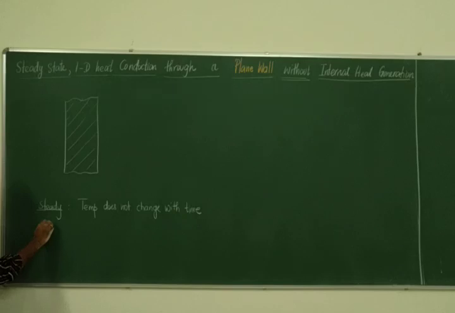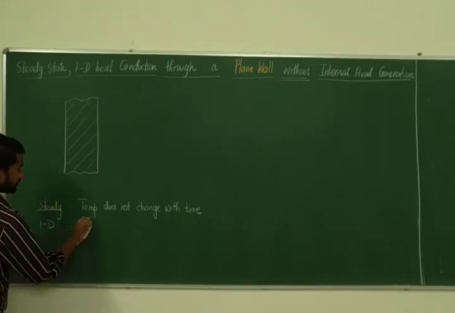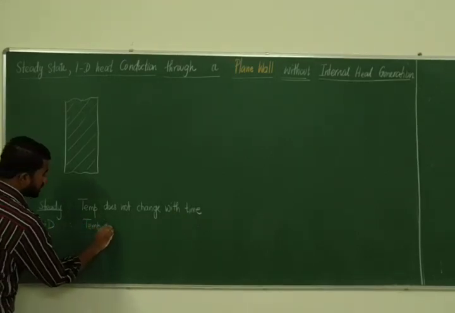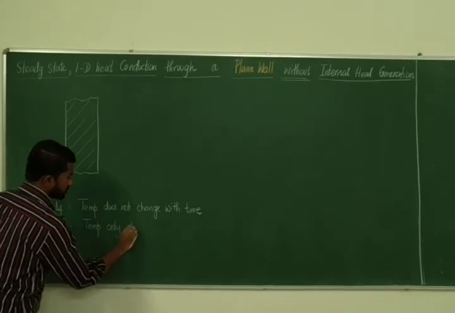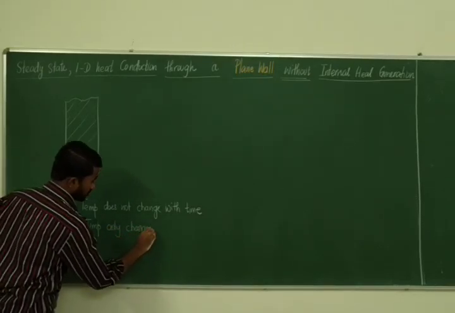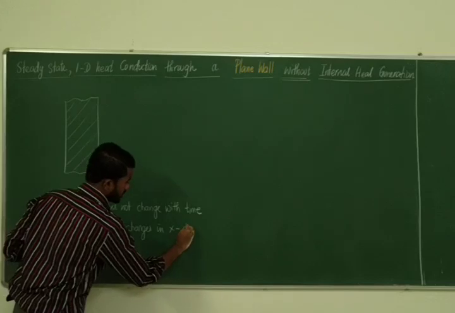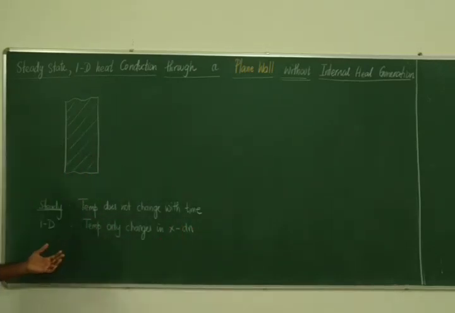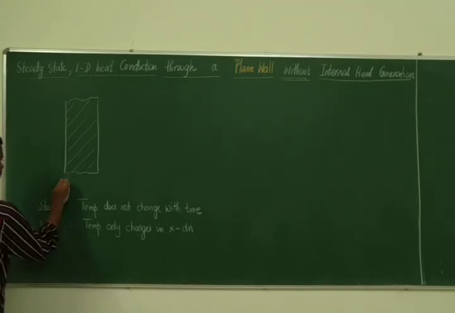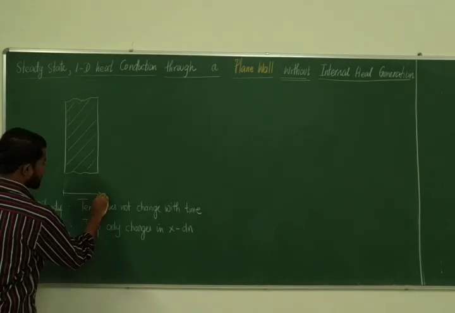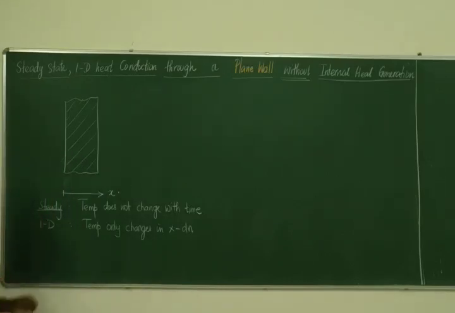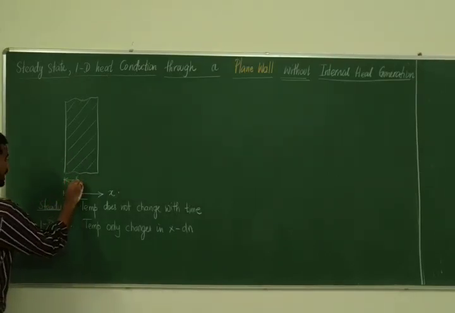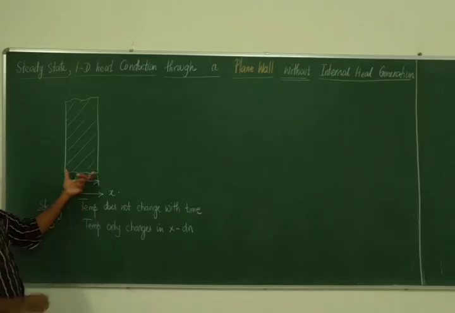Now one dimensional tells you that the temperature only changes in the x direction. Temperature will not change in the y direction, temperature will not change in the z direction. What is the x direction? I am going to assume this will be the x direction. And the length of this wall is going to be L. It is the width of this wall.